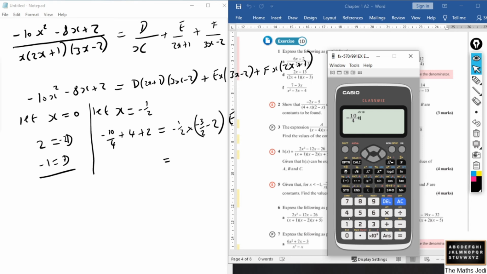Plus 4 plus 2. You'll often find the values are quite nice as well. So it's 7 over 2.